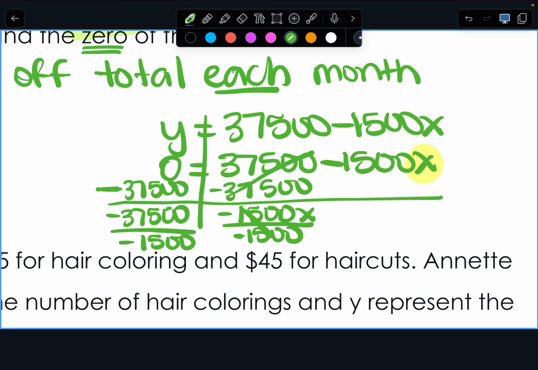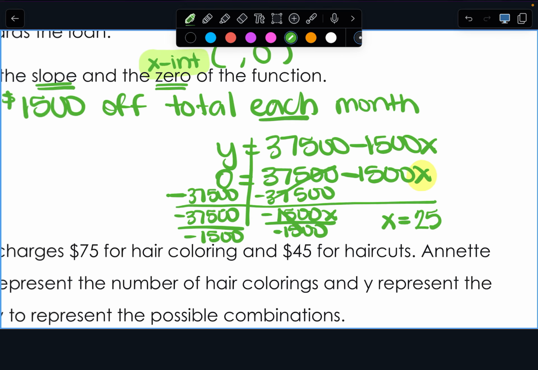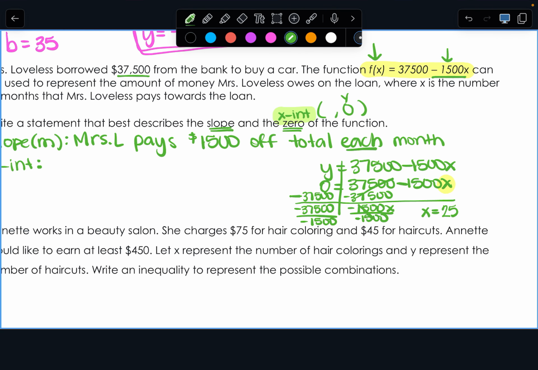So what do we get for the x-intercept? What does x equal? It's going to be in the 20s. And it's going to be positive, because we're dividing two negatives. Positive 25. Now we have to describe what this 25 means.